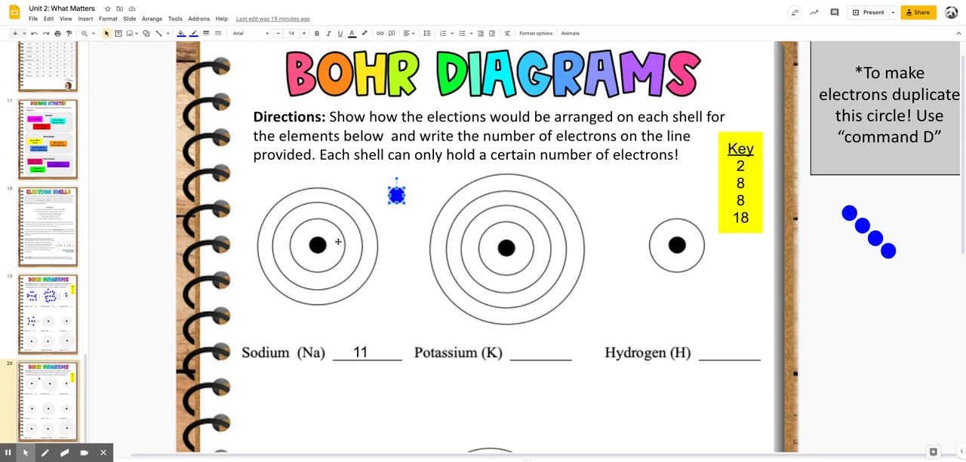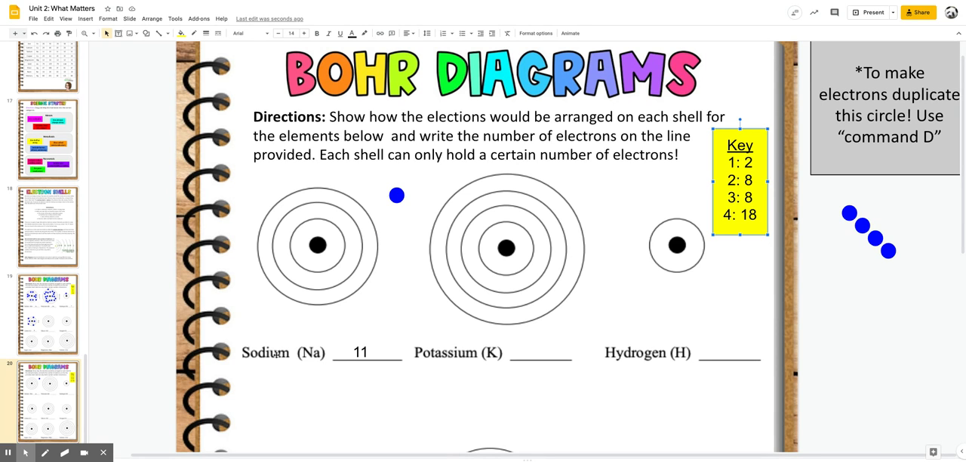We always start from the inside out, and there are some rules we need to follow for how many electrons can fit on each shell. So I created a key on my slide 19, and I would suggest you do the same. On the first shell, we can fit a total of 2 electrons. On the second shell, we can fit 8. On the third, we can fit 8. And on the fourth, we can fit 18. Now, this kind of key really only works for the first 18 or 20 elements on the periodic table.